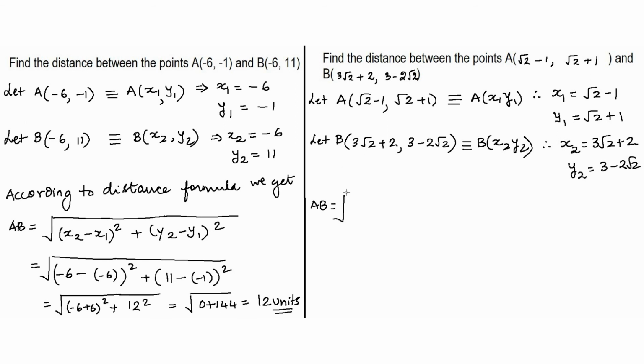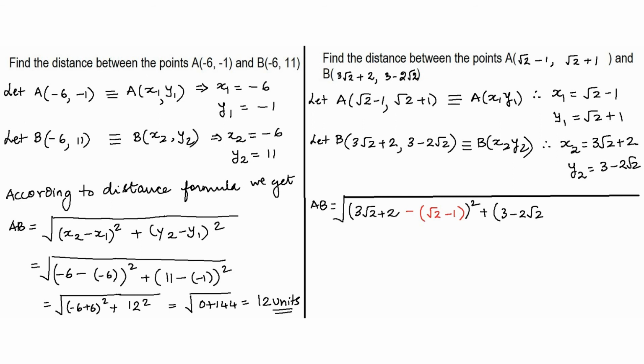So now let us be careful. We need to find x2 minus x1 the whole square. So let us first write x2. That's 3 root 2 plus 2 minus, let us write x1. x1 is root 2 minus 1, and then I have the whole square plus y2. y2 is 3 minus 2 root 2, and again I have to subtract y1 from it, that is negative of root 2 plus 1 the whole square.